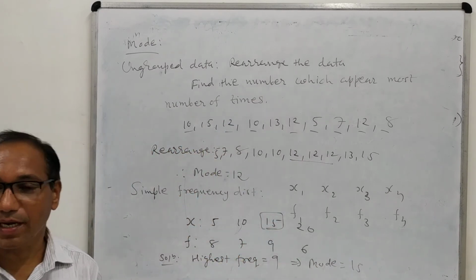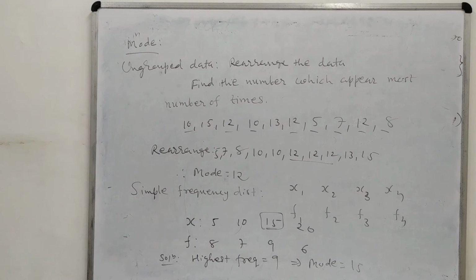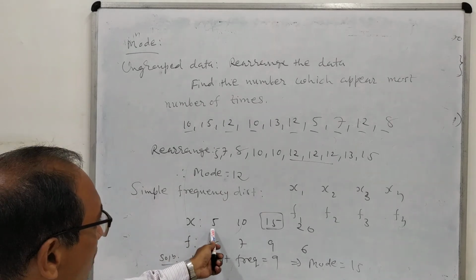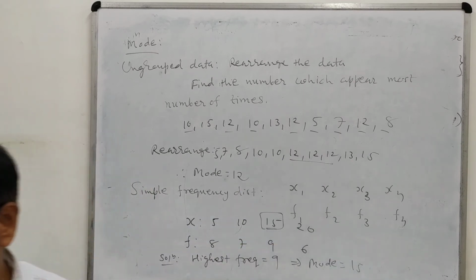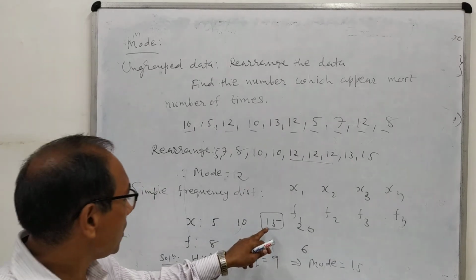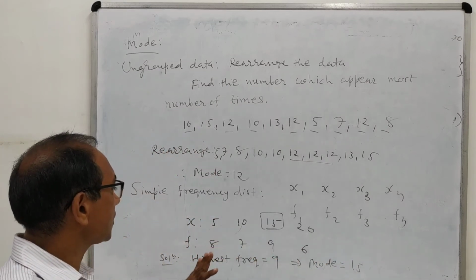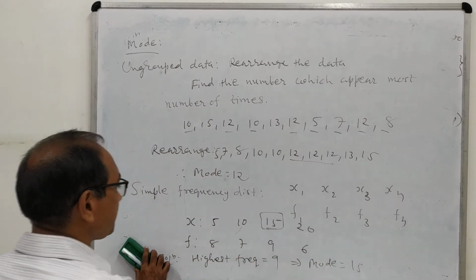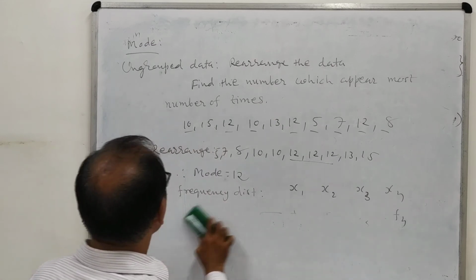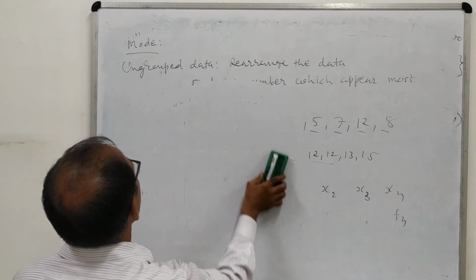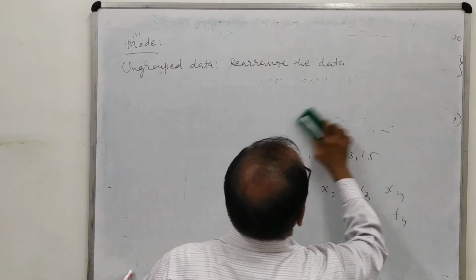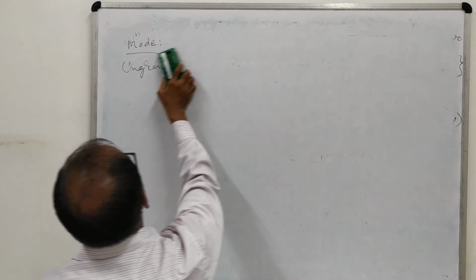And as I told you, the values of mean, median and mode all lie within the range of X. So the value of X will be the mode. 9 will not be the value; 9 is just the supporting value. Okay. So mode we can find very simply for ungrouped data and for simple frequency distribution.